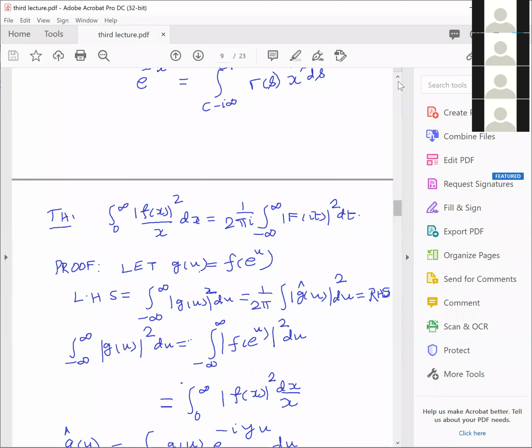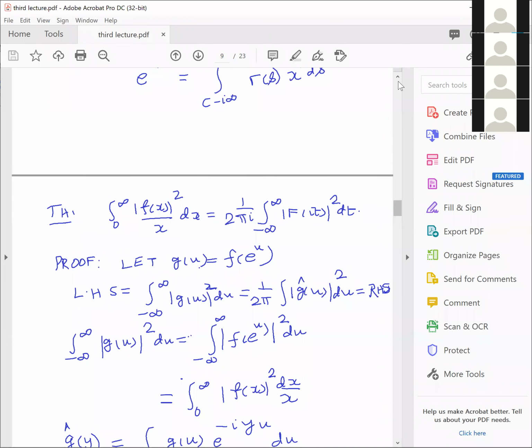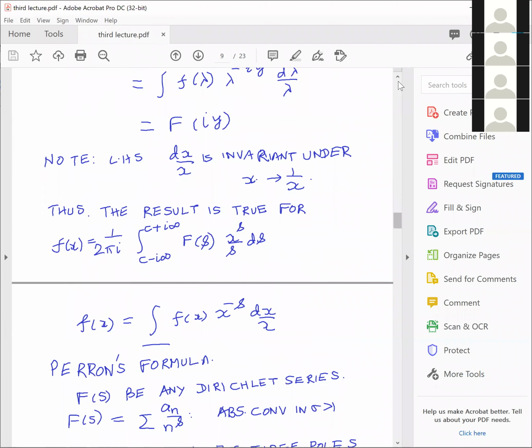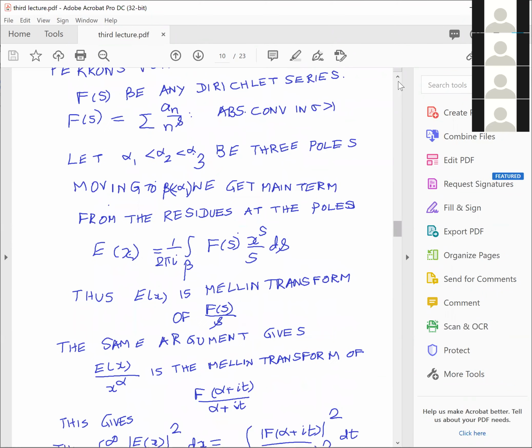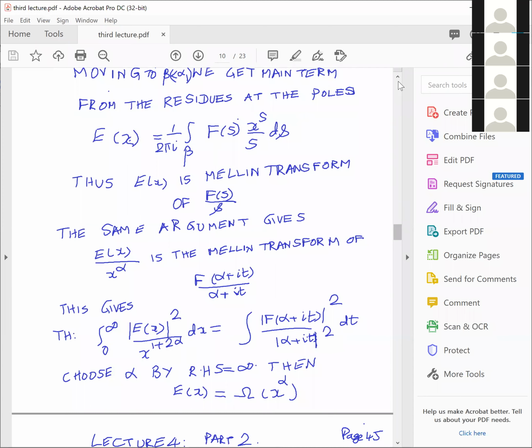Because this theorem gives you an L2 norm of the function in terms of the L2 norm of the Mellin transform. And that's exactly what I am going to do. Therefore, the L2 norm of this function is the L2 norm of the Mellin transform. And that gives you the integral from 0 to infinity of mod E of x squared by x power 1 plus 2 alpha dx equal to the integral from minus infinity to plus infinity of modulus of f of alpha plus it whole square divided by alpha plus it whole square. That is the formula which you want.